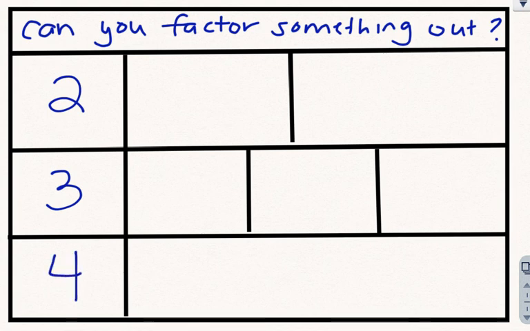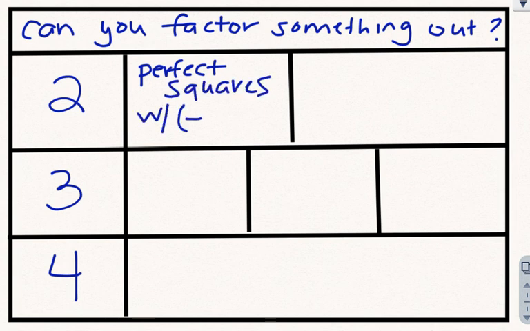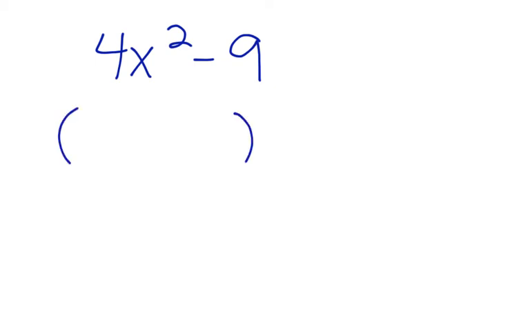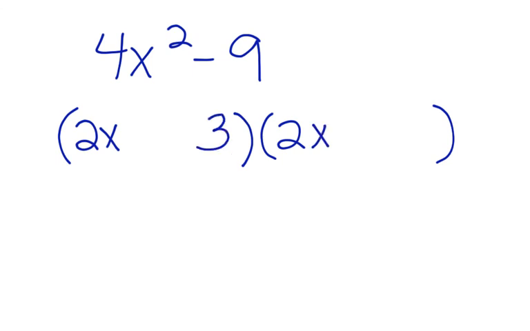If there's 2 terms, then see if they are perfect squares, with a minus between. If that's the case, they'd look something like this. So 2 perfect squares with a minus between. And to factor these, you square root the first term, so the square root of 4x squared would be 2x. And you square root the last term, and one gets a plus, and one gets a minus.